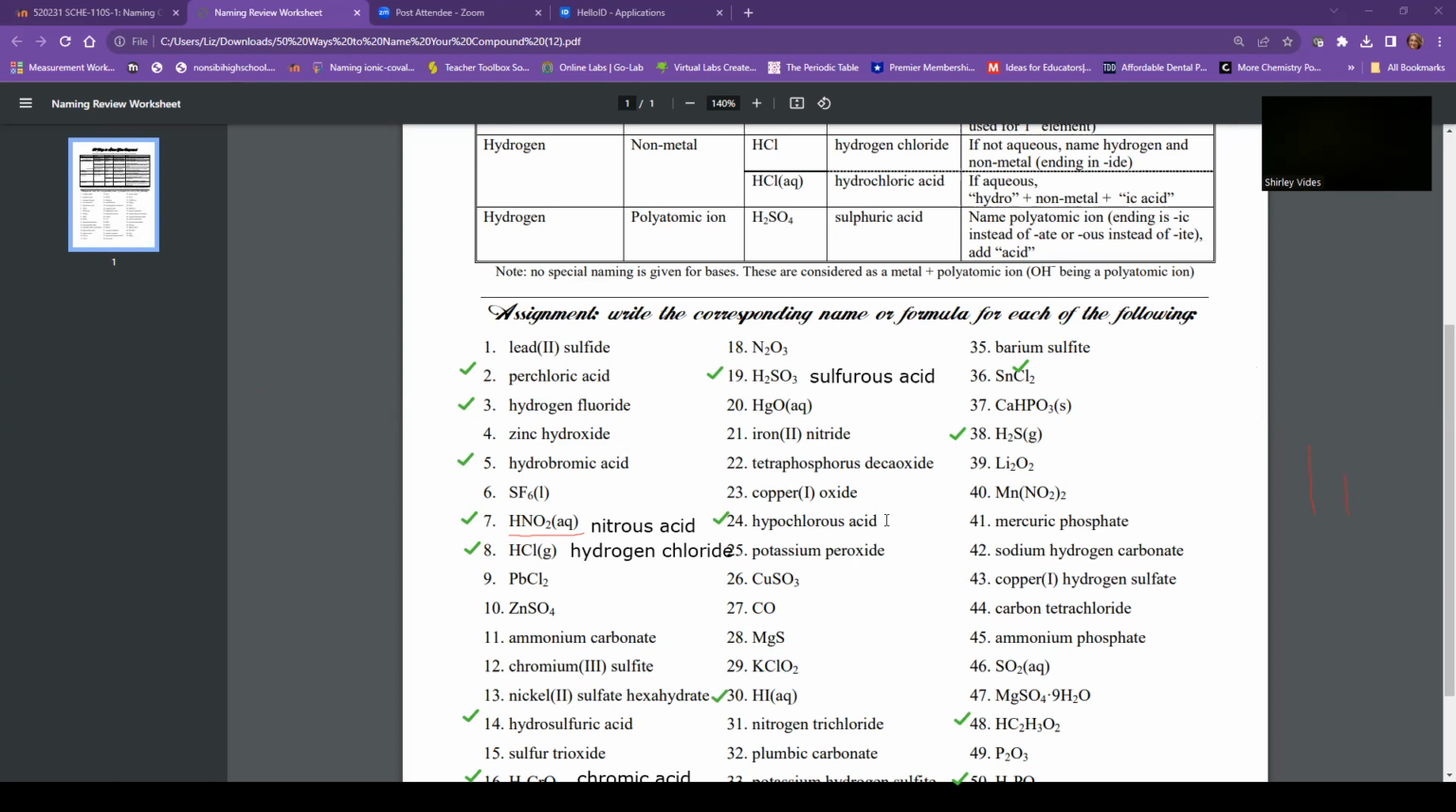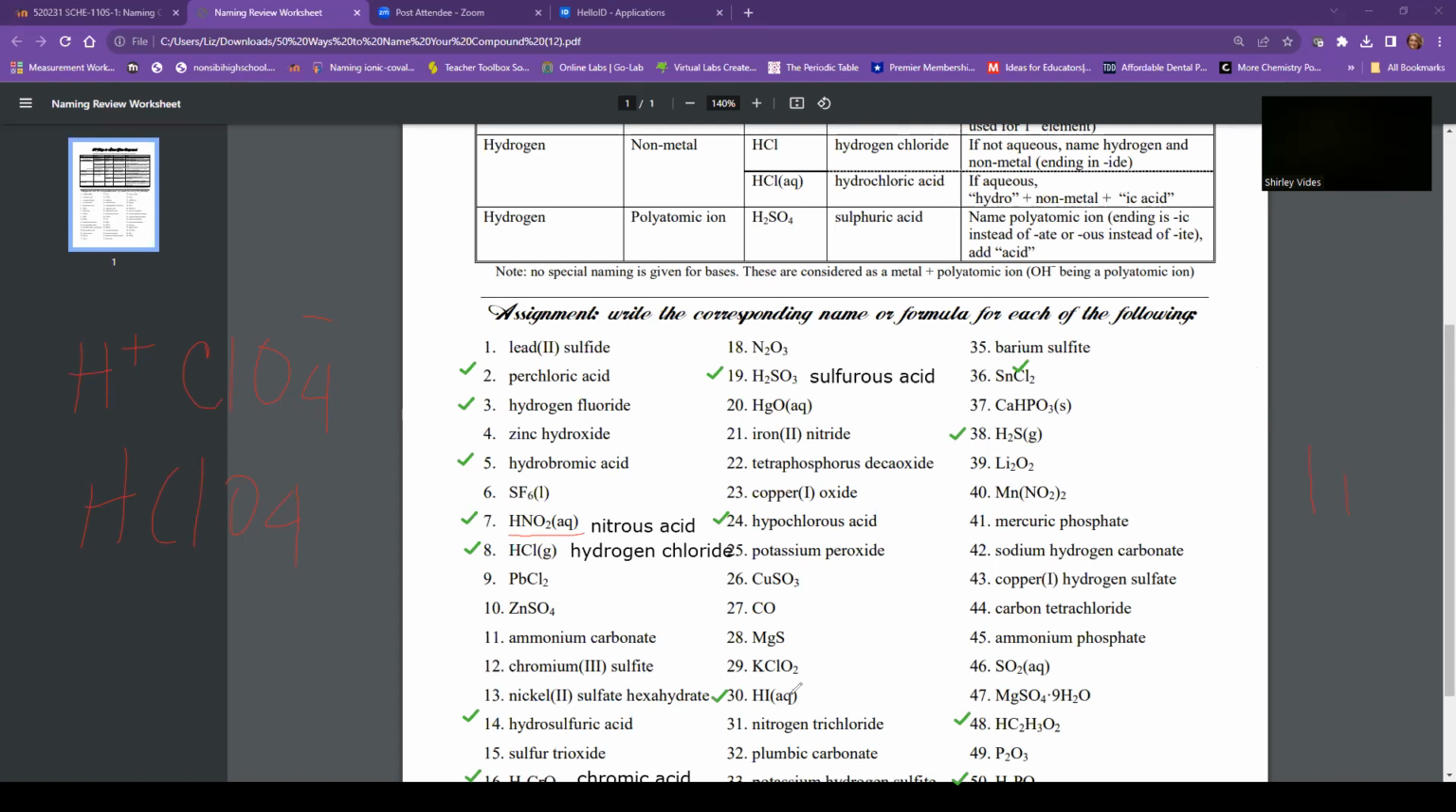All right, so in this case, the H is going to be there, and then hypochlorate. So hypochlorate is ClO4 negative. Therefore, this is HClO4. And that's it.